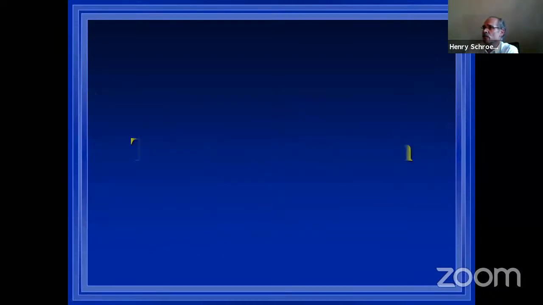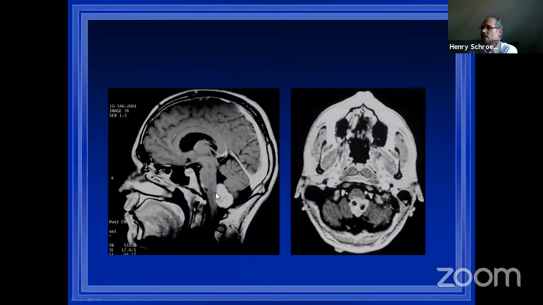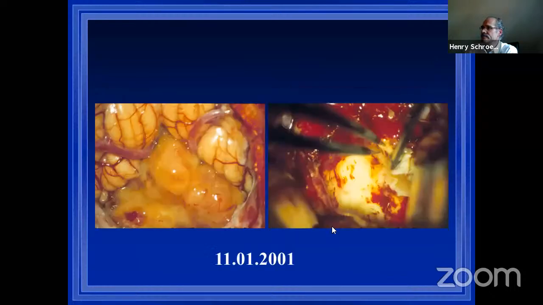So the telovelar approach, first case is a 26-year-old male. He had recurrent tingling sensation in arms and legs for 6 years. He was neurologically intact. Multiple sclerosis was suspected by neurologists, and he got an MRI, and they found here a tumor, the fourth ventricle, attached to the obex. This was in sitting position, so we dissected the tumor from the fossa, gross total resection.